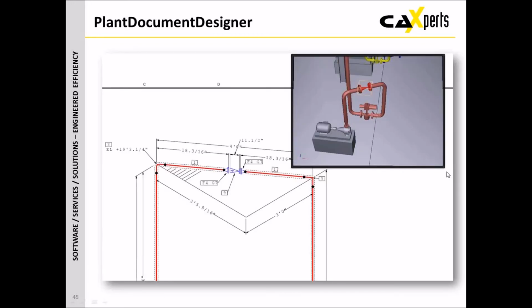The final thing on this visualization side of it is the PlantDocument Designer, and this enables us to publish a group of documents into a single PDF file that are hyperlinked together. So in other words, we could look at basically an isometric here, and as we click on a valve, it will automatically highlight that valve in the 3D model. And that's because we're using the power of the Smart 3D platform and all the things that go with that. So that's also available for anybody that's interested.